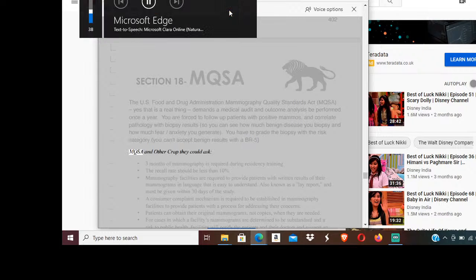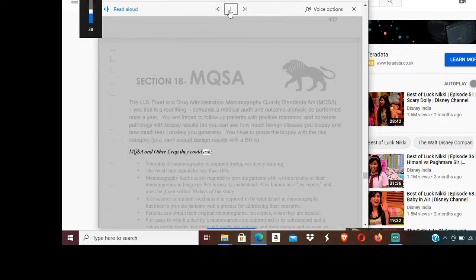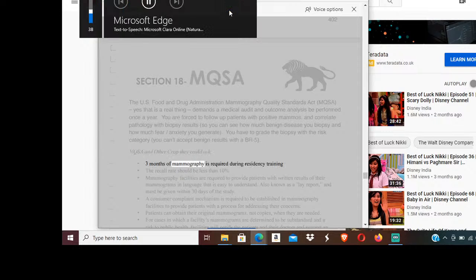MQSA and other things they could ask. 3 months of mammography is required during residency training. The recall rate should be less than 10%.